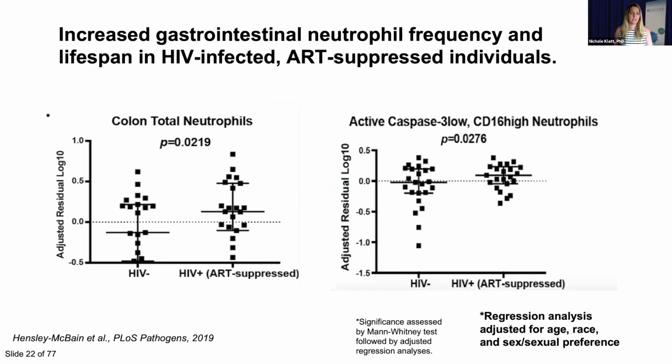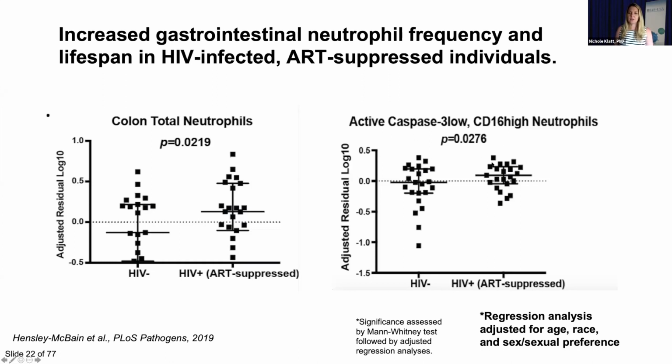So what we found here is that there is an increase in total neutrophils in the colon, and there's a significant increase in HIV infected compared to uninfected. And this is all done by flow cytometry. We did a lot of work developing very careful panels to make sure we're getting neutrophils. And I just want to point out too that this was all adjusted. We used regression analysis to adjust for age, race, sex, and sexual preference. That is all accounted for.